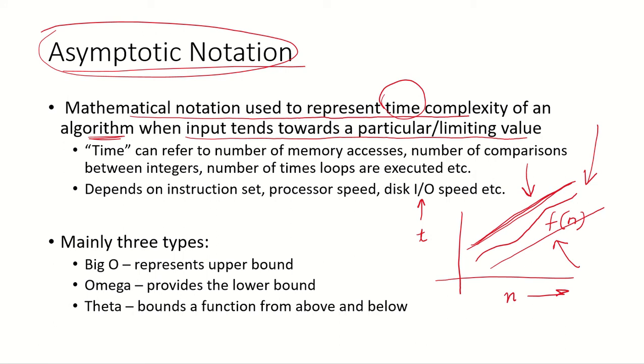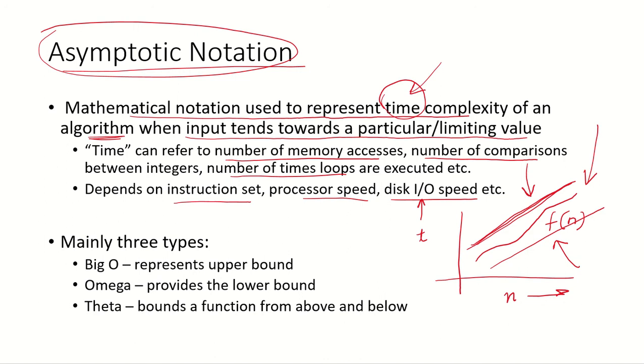So when we talk about time, what time are we referring to? The time that is taken by the algorithm can refer to the number of memory accesses that will be required by the algorithm to access data or instructions. It will also depend upon the number of comparisons that will take place between integers, the number of times loops will be executed, and all of this depends upon the instruction set, the processor's speed, and the I/O speed of the hard disk.